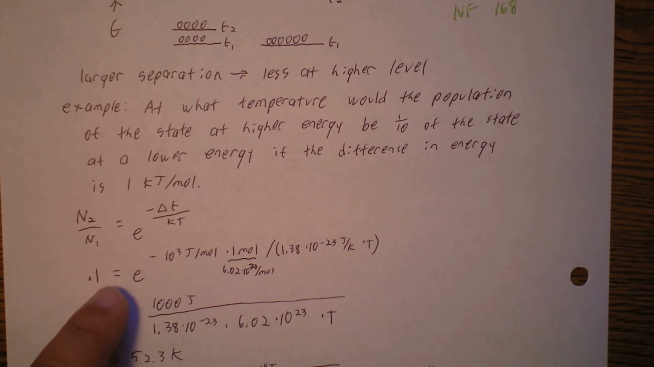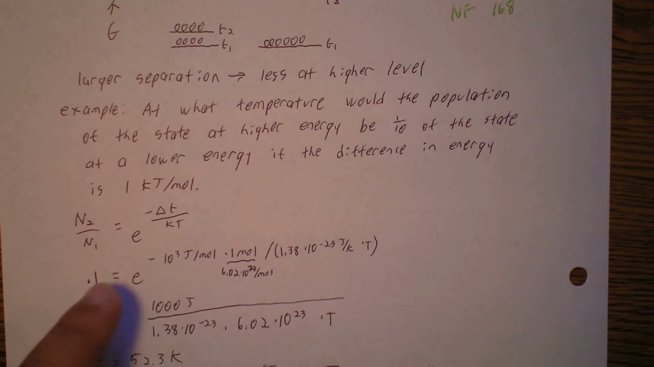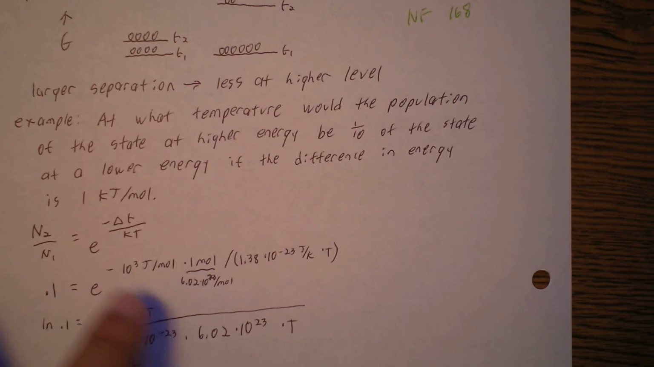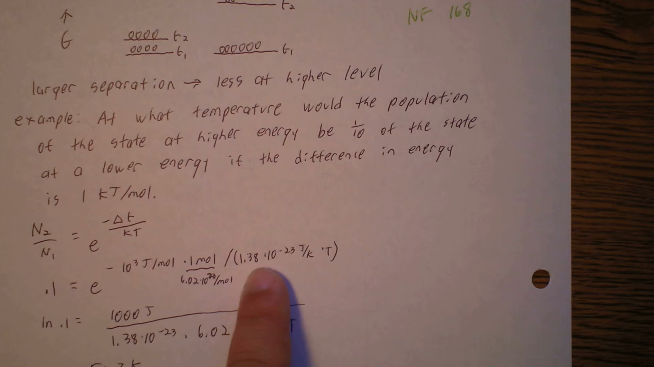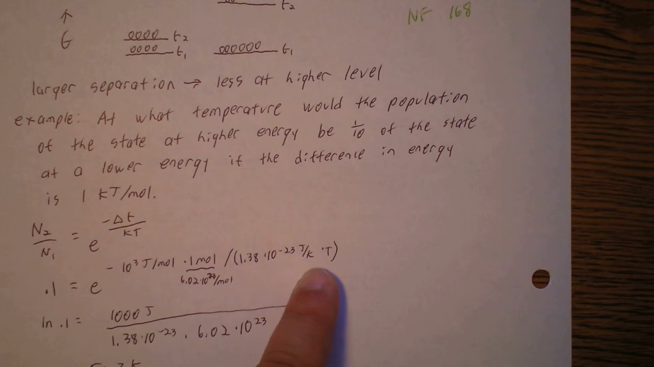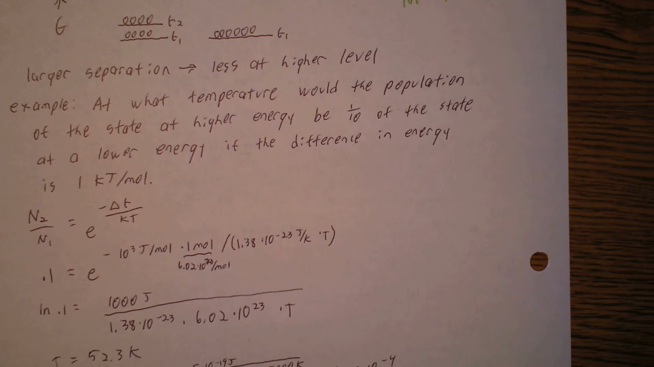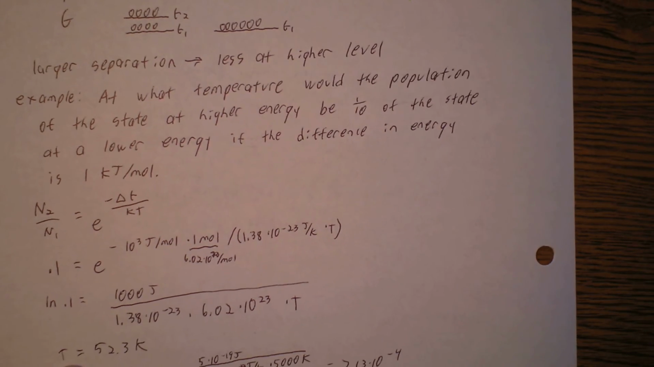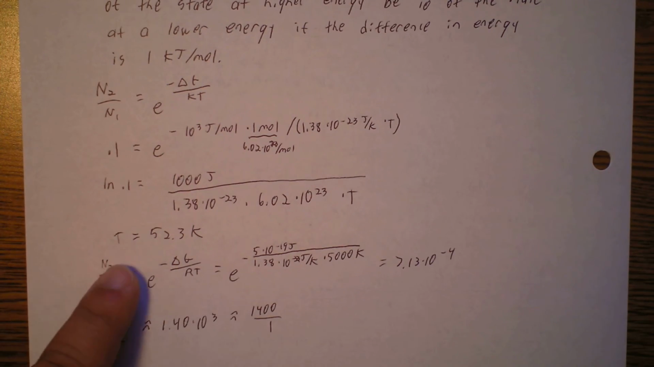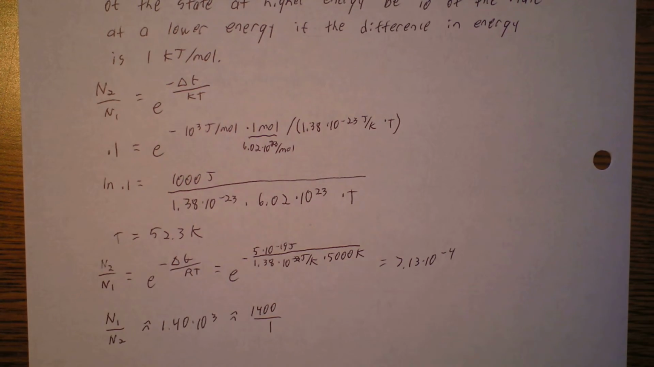So we have 0.1 is equal to e to the minus 10 to the third joules per mole times 1 mole divided by k, which is 6.02 times 10 to the negative 23rd per mole, and that 1.38 times 10 to the negative 23 joules per Kelvin times T. So we're going to solve for T here. It's a little bit of algebra, but the answer is 52.3 kelvins.